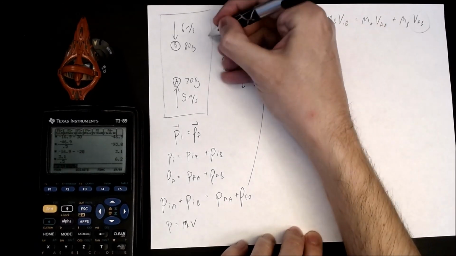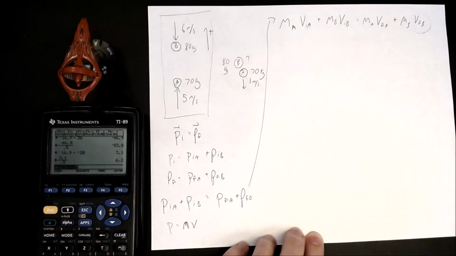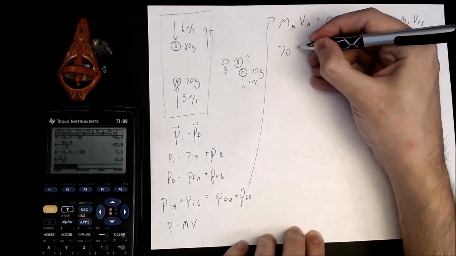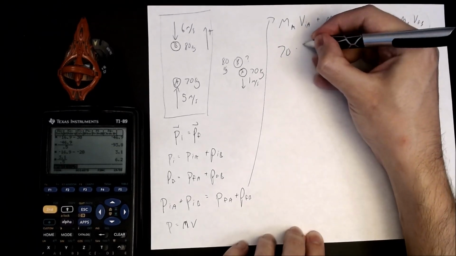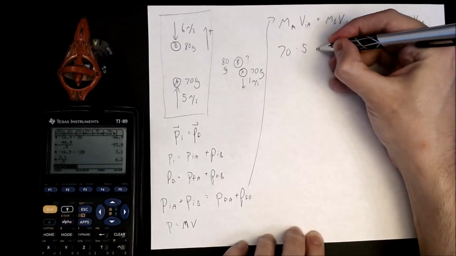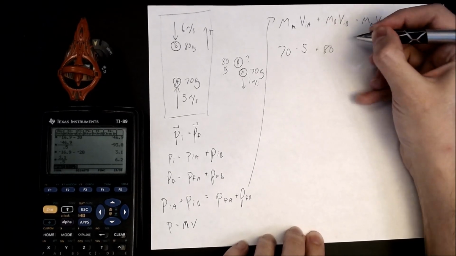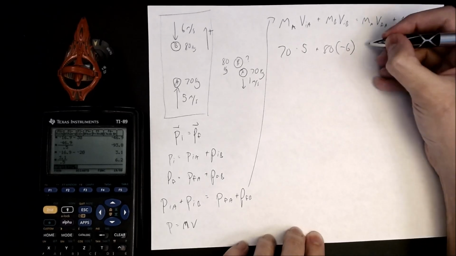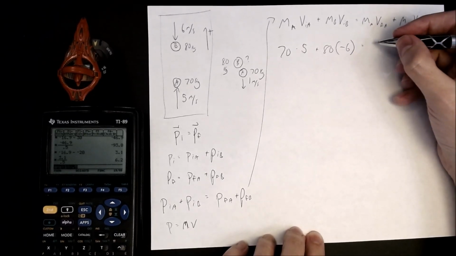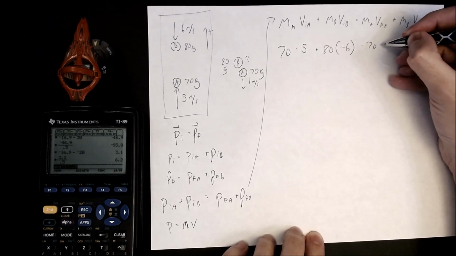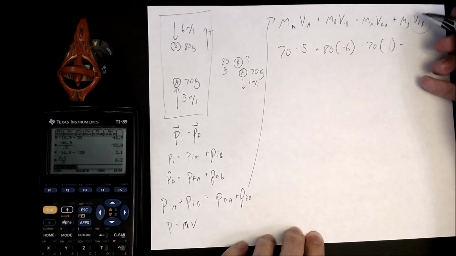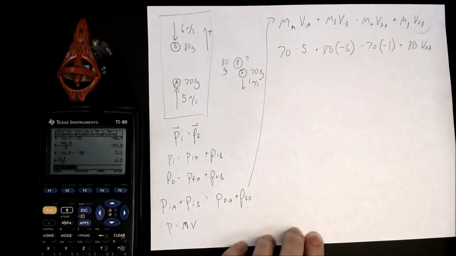So let's define something. I'm going to define up as positive, just to have something. Mass of Alfred, 70 kilograms, velocity initial Alfred, positive 5 meters per second, plus mass of Bruce, 80, times initial velocity of Bruce, well, that's going to be negative 6, is equal to mass of Alfred, 70, times velocity final Alfred, well, that's going to be negative 1, plus mass of Bruce, 80, times velocity final Bruce, which is what we're looking for.